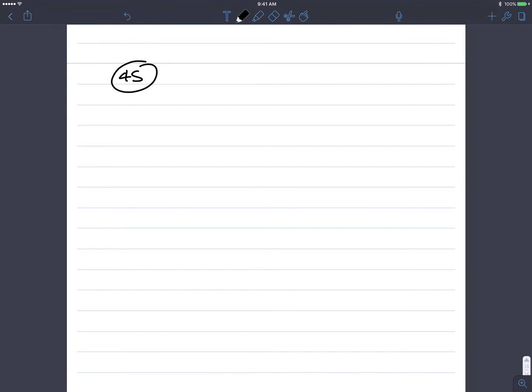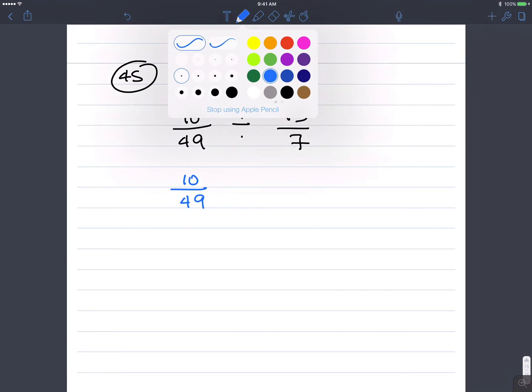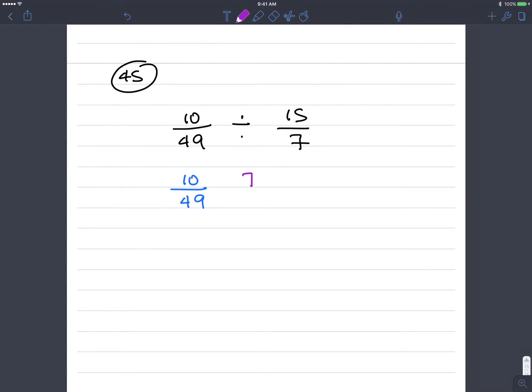$45. We're going to these division questions. 10 over 49 divided by 15 over 7. Remember what we do. You keep the first fraction the same, 10 over 49. I'm going to put this in red, or let's put it in purple. We flip the second fraction over. It's now 7 over 15, and now we multiply.